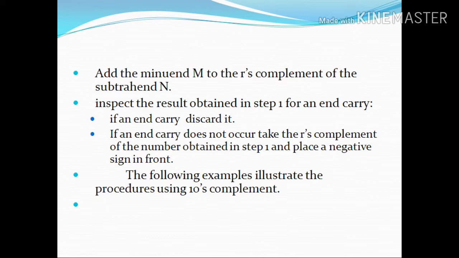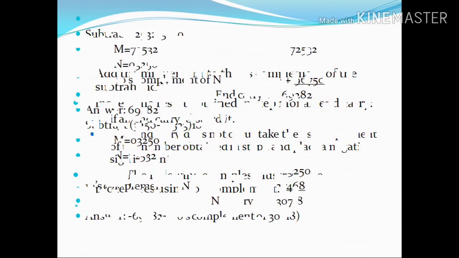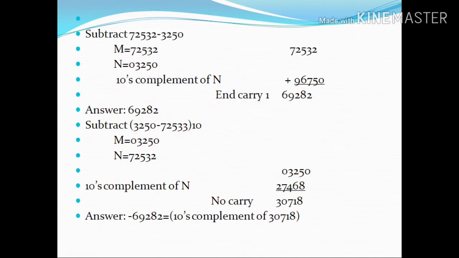Now here I am taking the example of decimal numbers, where I have to take the r's complement. See, this is the example. I have to subtract 72532 from 03250. So M is right now 72532 and N is 03250.